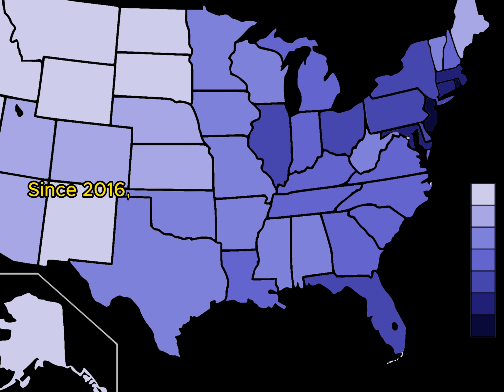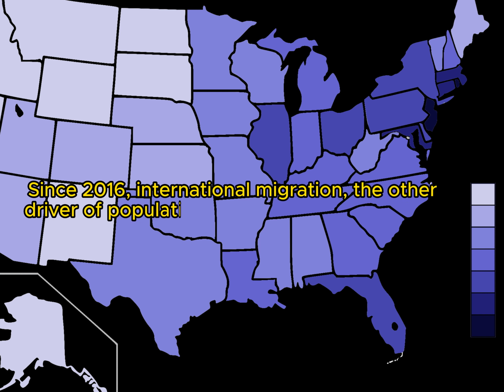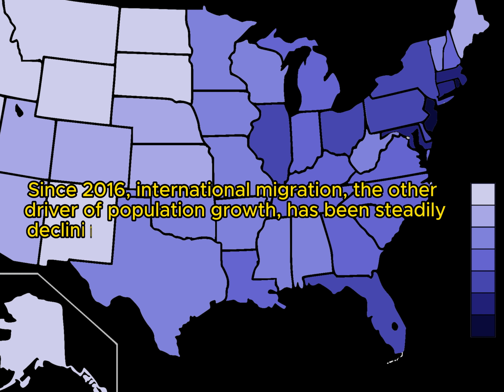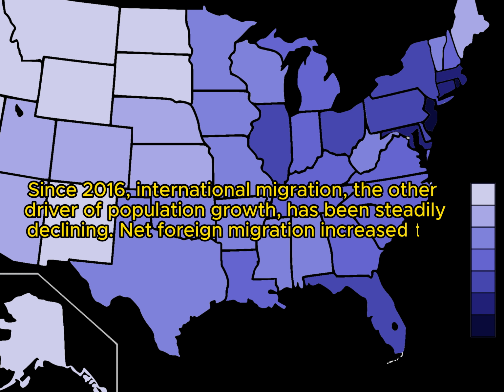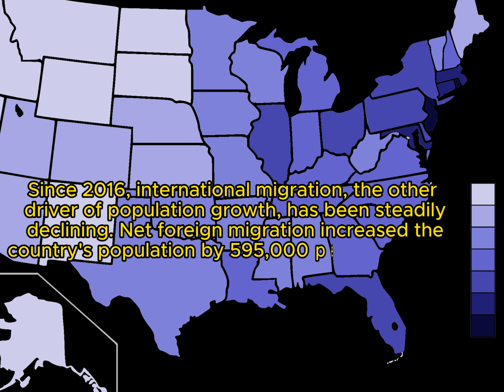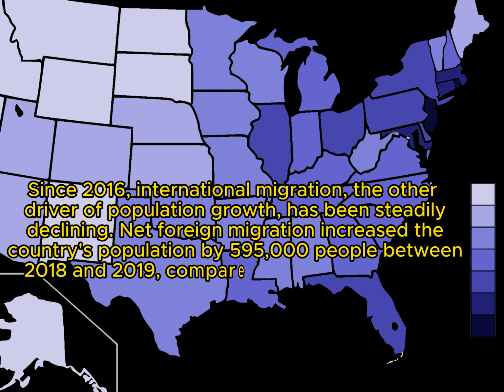Since 2016, international migration, the other driver of population growth, has been steadily declining. Net foreign migration increased the country's population by 595,000 people between 2018 and 2019, compared to 1,047,000 in 2016.